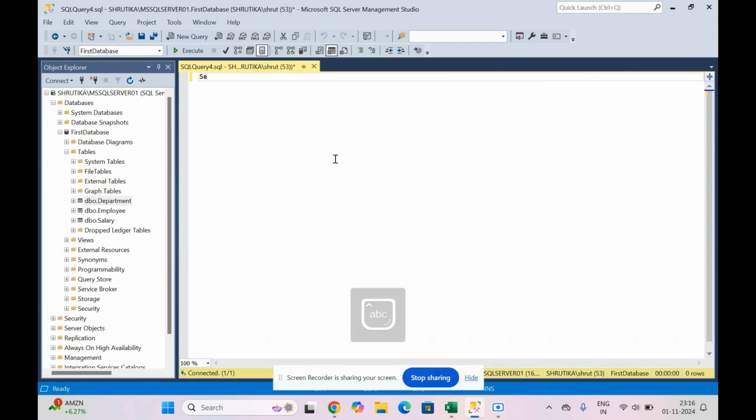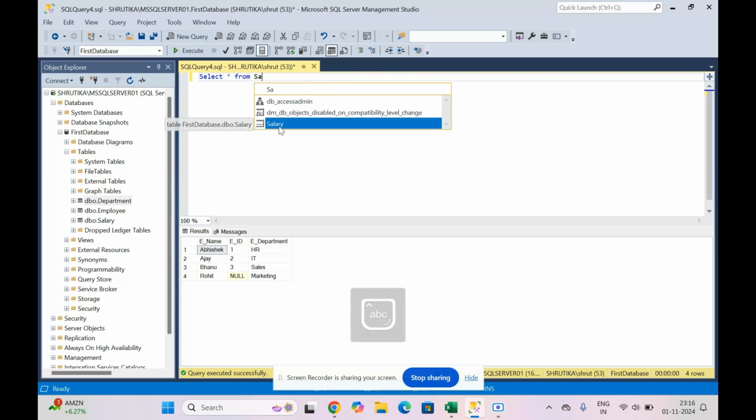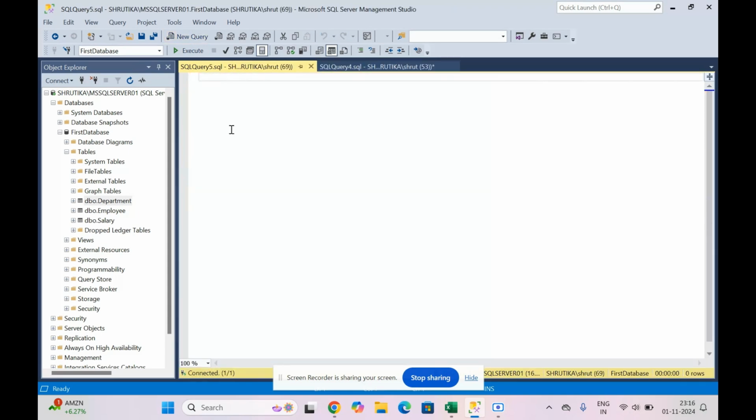So in SQL, first I'll run both the tables and show you that we have similar data over here. So this is the first table department, and we have the same data, name, ID, department, and then we have the second table, that is salary. Now let's execute it, and we have the same data with the ID and the salaries. Okay. Now let's create the query for the left join.